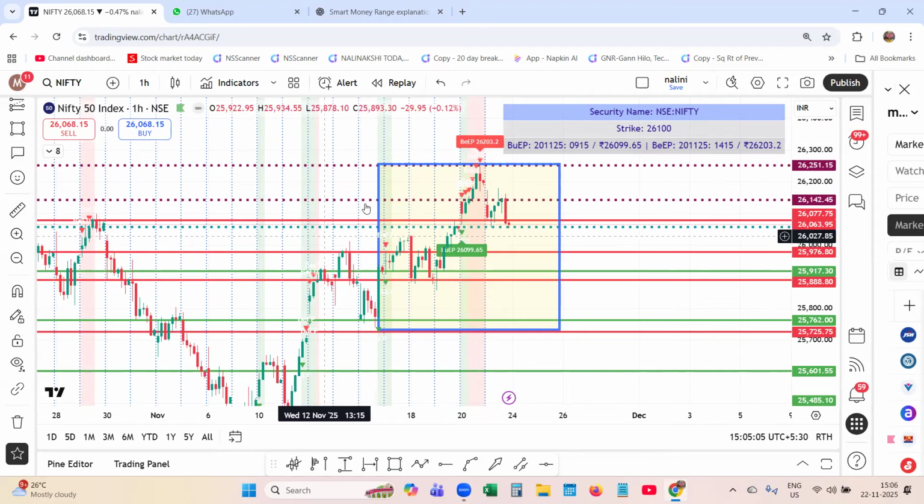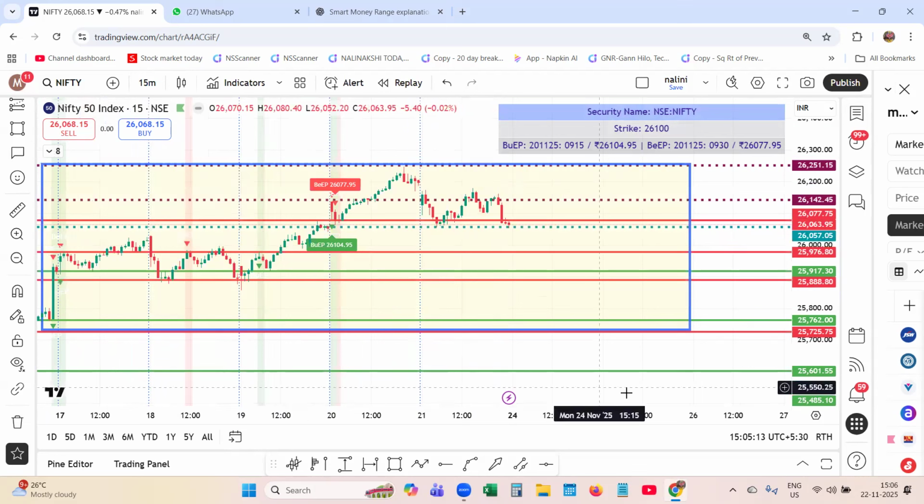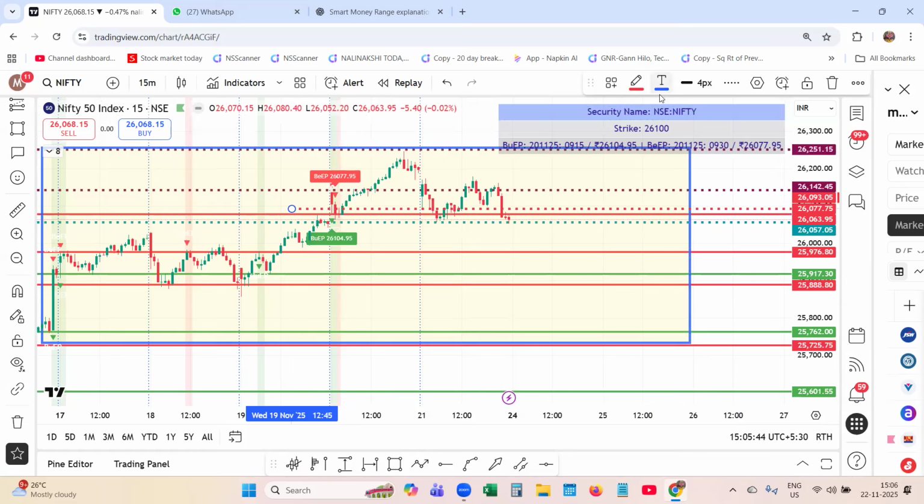Now, if I change the same EPs from hourly to 15 minutes, you are going to get some other intraday EPs. Intraday EP is mentioned as on 28th, 26,077 and 26,104. The bullish EP is 26,104. Let me take a horizontal line, 26,077. The new one.